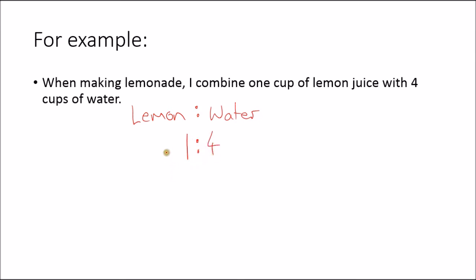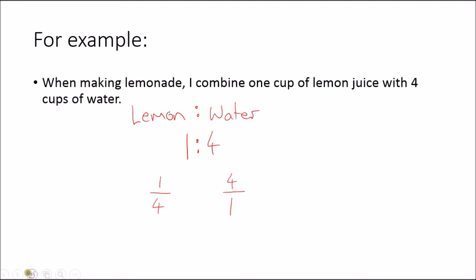Now if I was talking about the lemon compared to the water, I'm going to have 1/4 of the amount of lemon compared to the amount of water. So this is expressing it as a fraction. If I was talking about the amount of water compared to the lemon, I'm going to have 4 over 1, or 4 times as much.